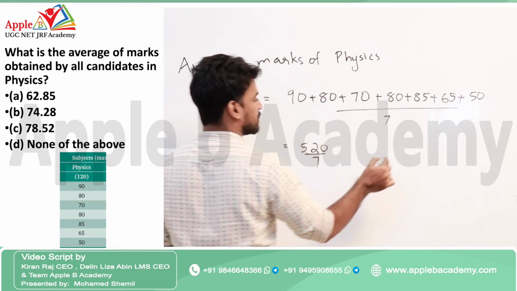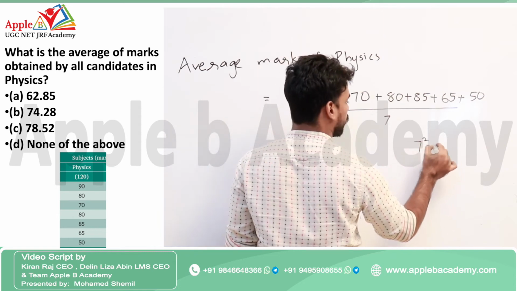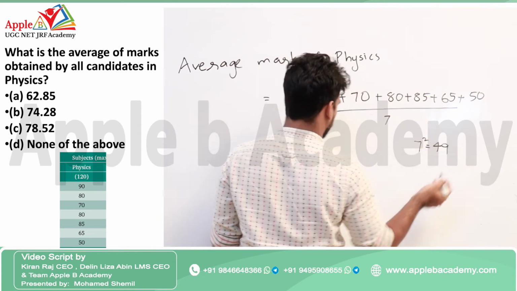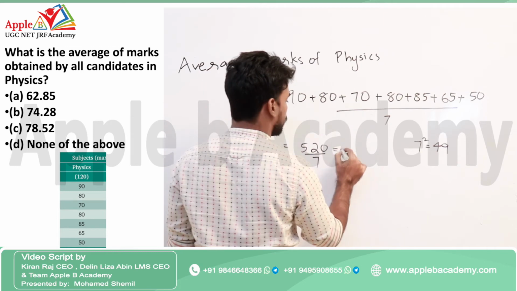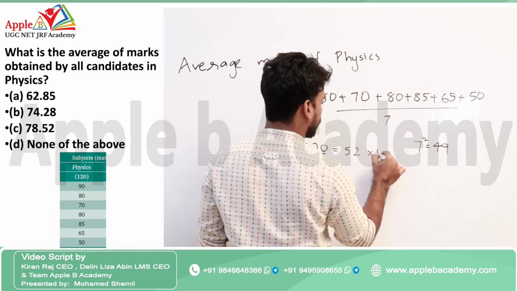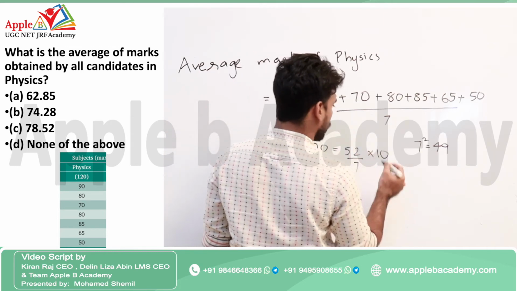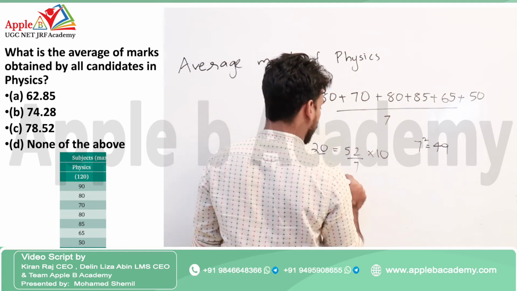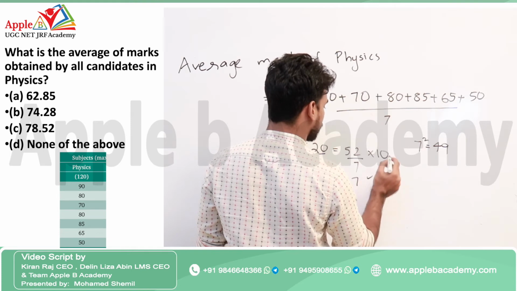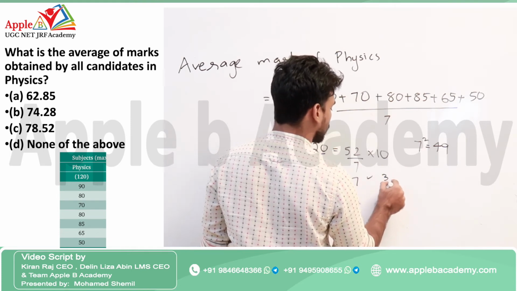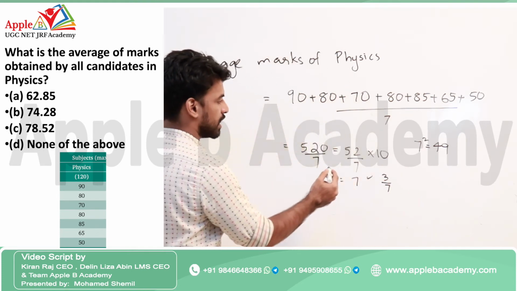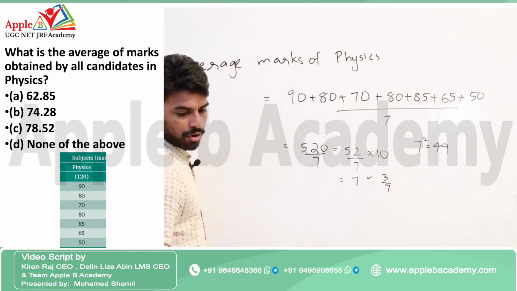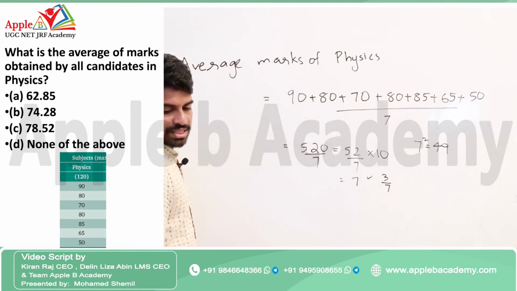Now we know that 7 square is equal to 49. So this can be written as 52 into 10 divided by 7. Now 7 square is 49. So we will have something like 7 and 3 by 7, something greater than 7 but less than 7.5. Now you look for the options with similar answers.